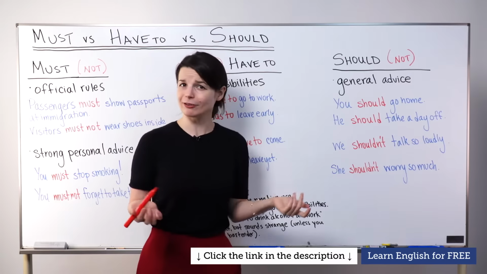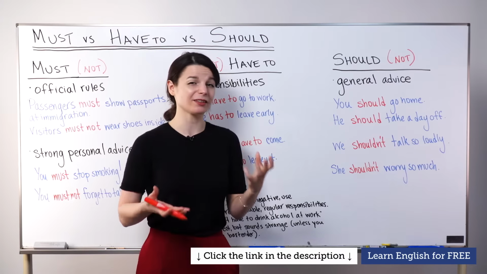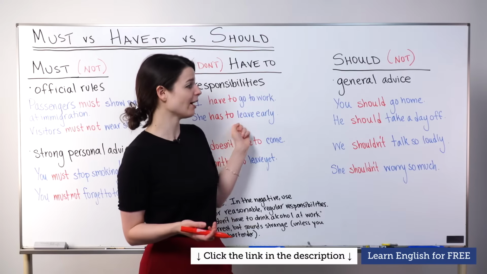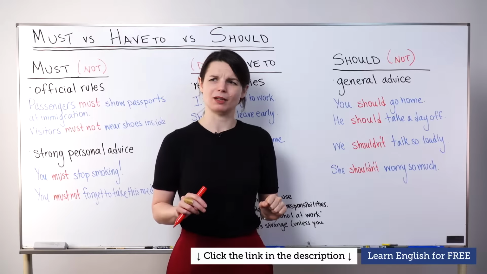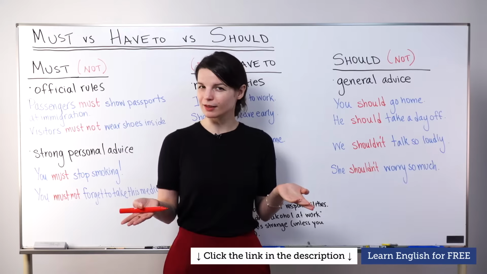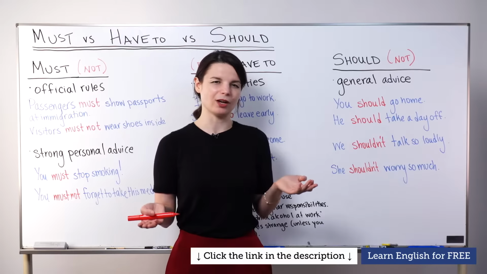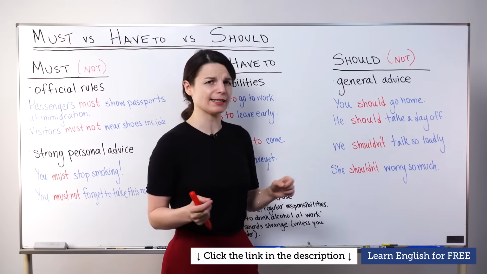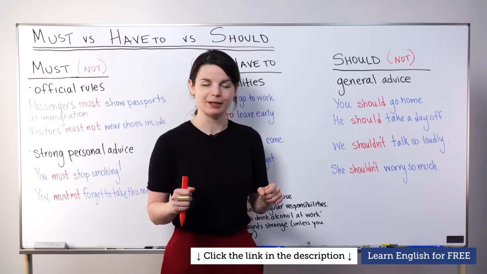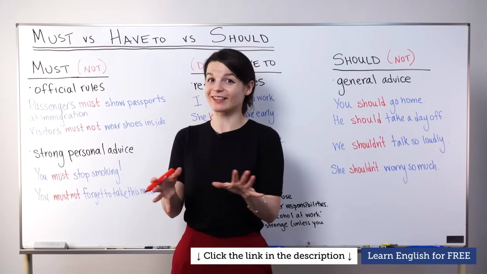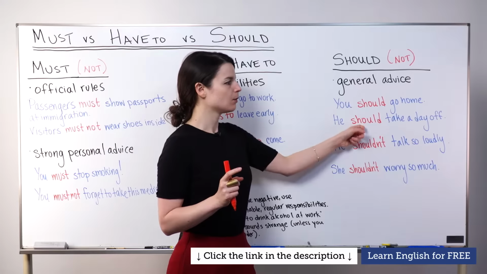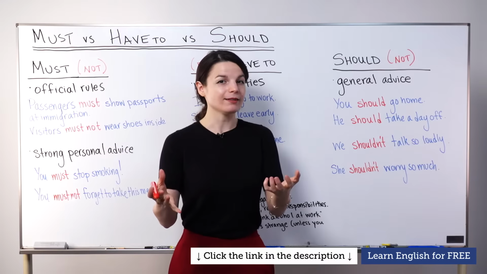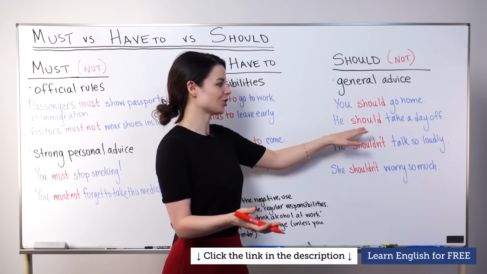Also, using have to in these cases kind of sounds a little strange too. If I use have to here, you have to go home. It's like, why? Do I have a responsibility to go home? It's kind of strange. Same thing here. He has to take a day off. Why? Like maybe there's some company rule. I don't know. But be careful. Make sure if you're giving just advice, your opinion, just use should.